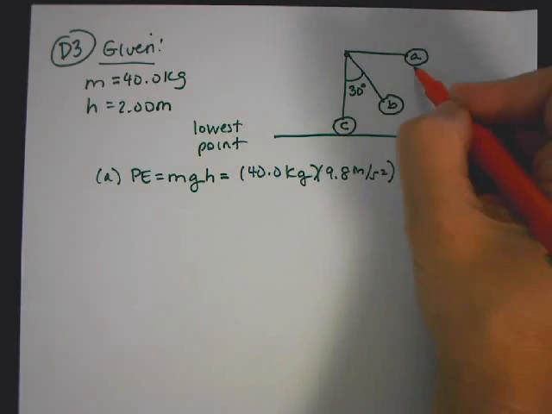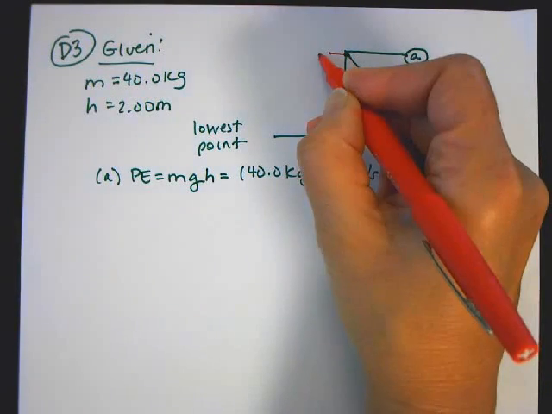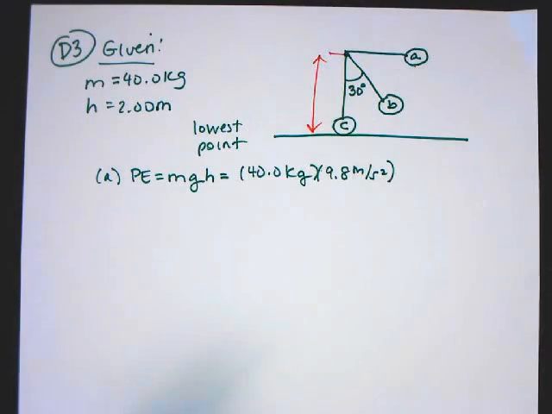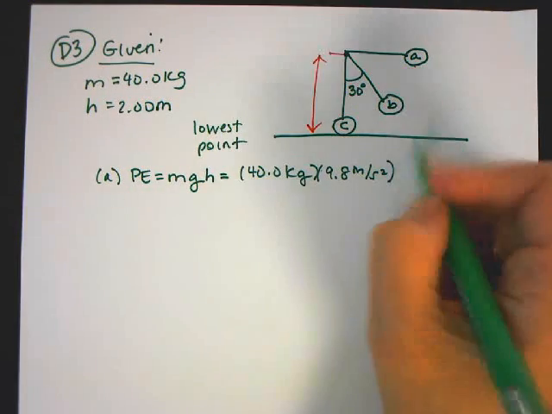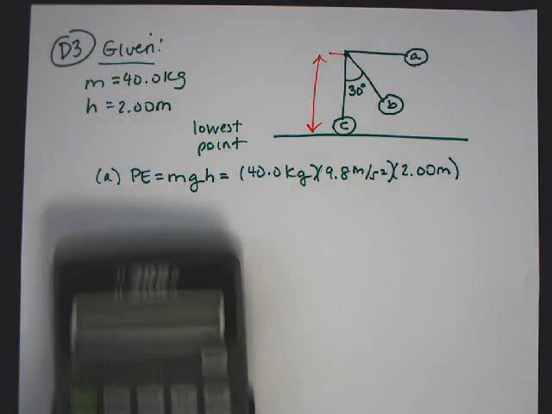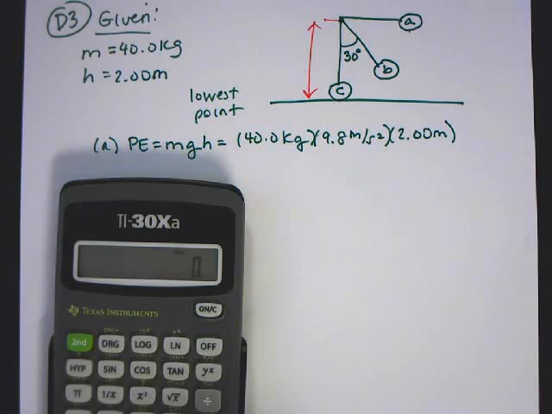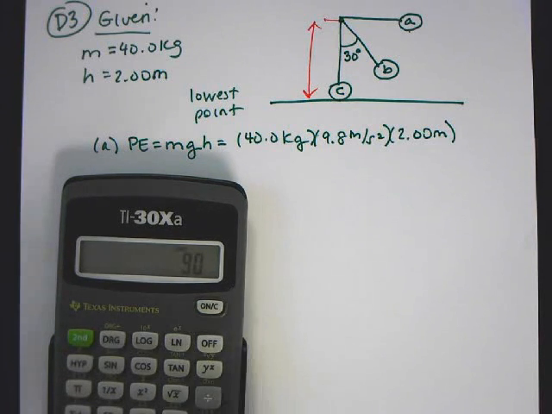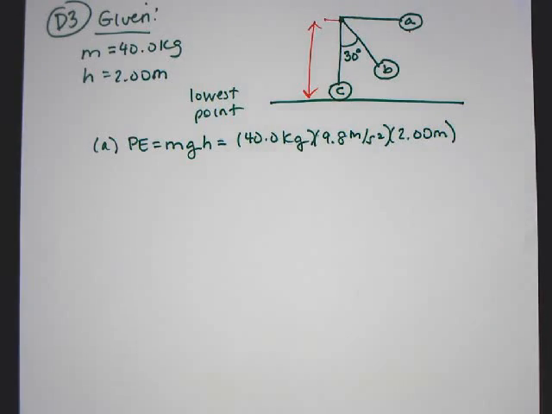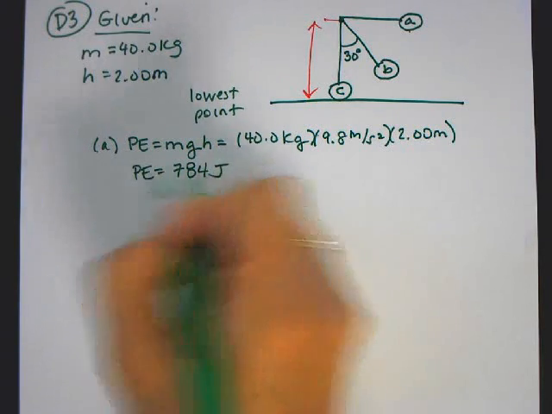So the height above the ground, if I have a swing and I swing it like this, what is this height actually above the ground? Isn't it just the length of that swing, the height? So that's going to be 2 meters. So when I multiply this on my calculator, I'm just going to press 40 times 9.8 times 2, and it comes out to be 784. So the potential energy is 784 joules.